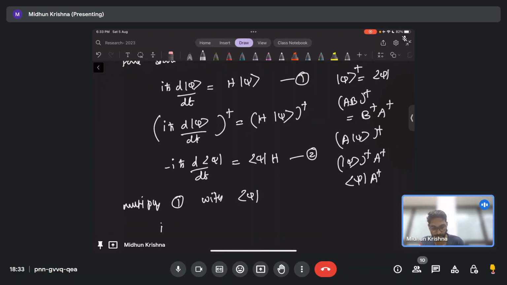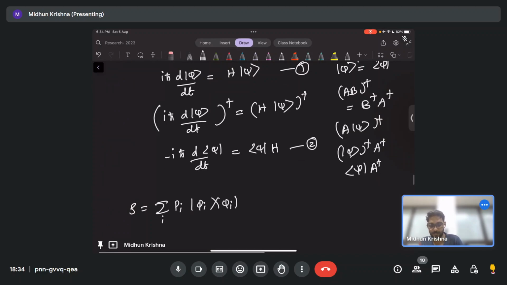Right? So what do we get? So what is the density matrix? It's of this form, right? Sum over i, let's just write the form Sir has written in his notes: pi, phi i, phi i, where phi i is some basis, right?